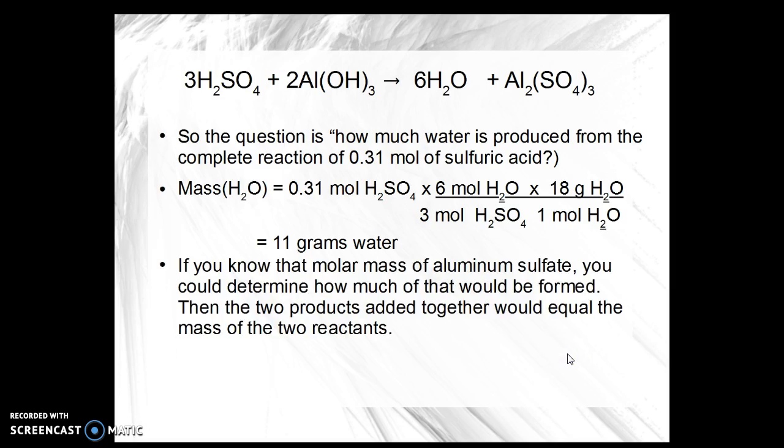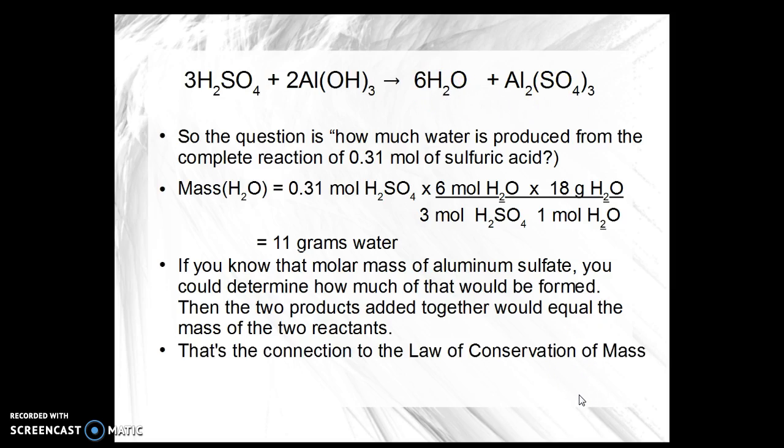produced. Now, if you also knew the molar mass of aluminum sulfate, we could determine how much of that would be formed, because again, this 0.31 moles of sulfuric acid would form about 0.1 moles of aluminum sulfate. We would then multiply by the molar mass of aluminum sulfate, and we would certainly find that the mass of what actually reacted is equal to the mass of what is produced. That's the connection to the law of conservation of mass, which of course is the whole point of stoichiometry.